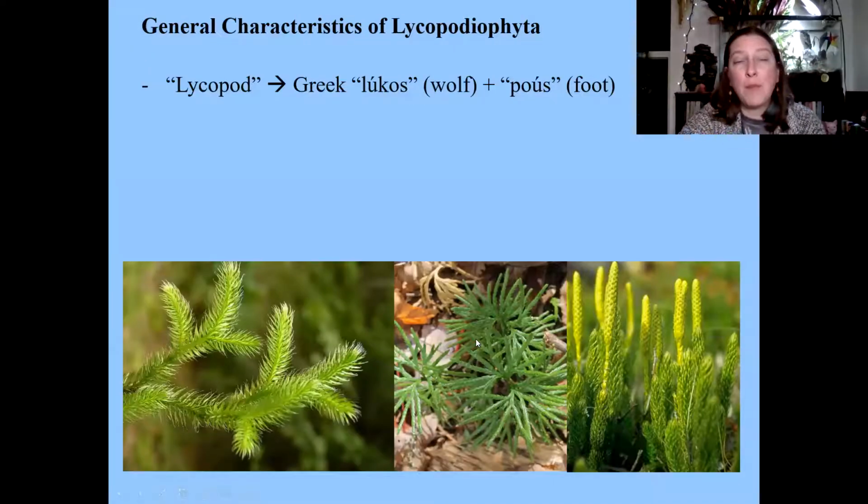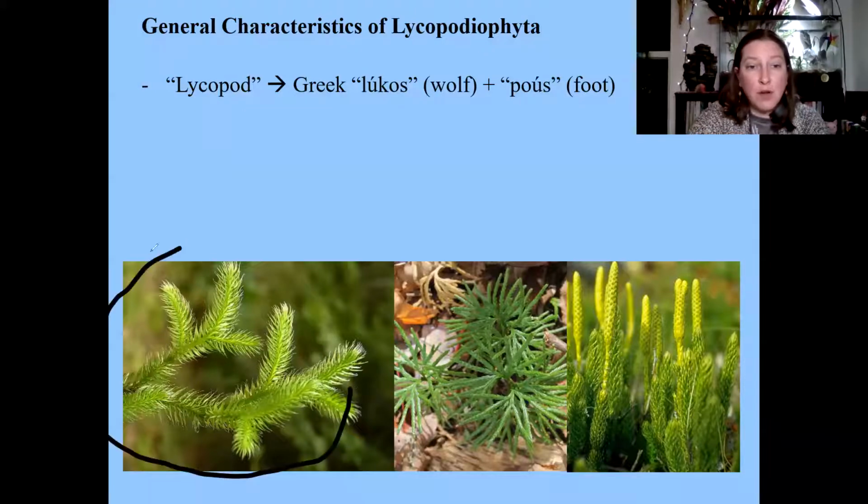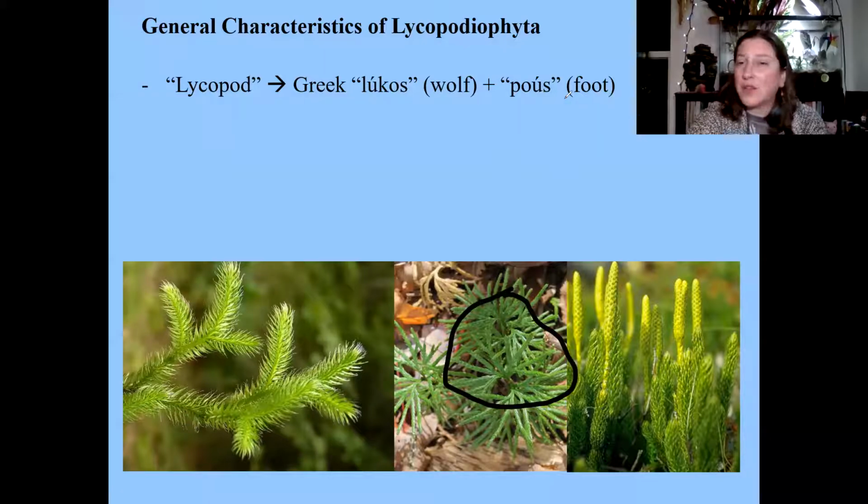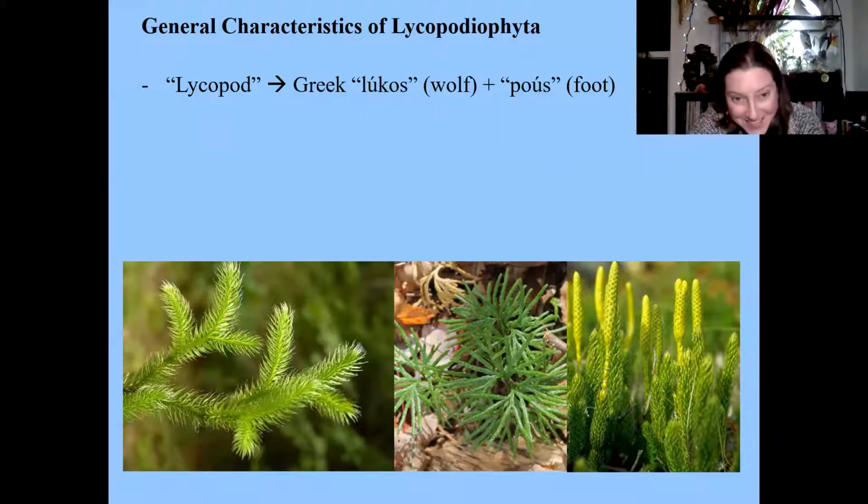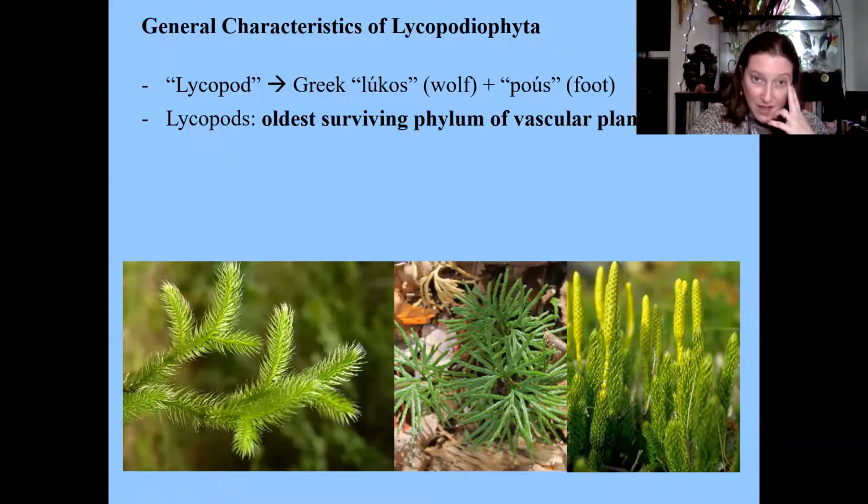The word lycopod, I always like to give you this etymology, comes from the Greek word lukos, which refers to wolf, and pous, which refers to foot. So whoever was describing it, somebody came across this plant a long time ago, or maybe even this plant over here, and thought to themselves, this plant looks like a wolf's foot. I guess so. We could use a little creative imagination.